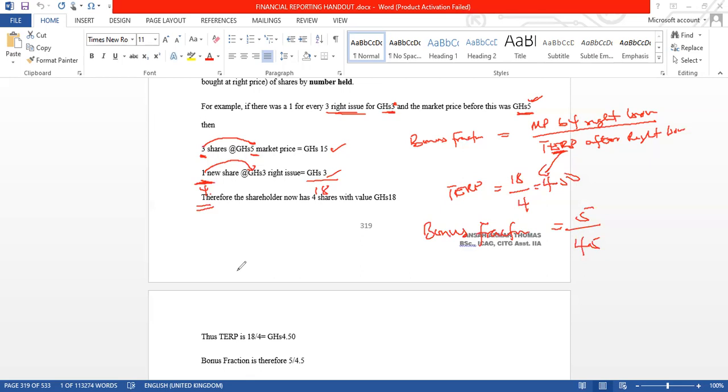You need to just go through the process letter by letter. Is that understood? All right. So thank you very much. So this is what we do concerning the bonus fraction. This is what we do to determine the bonus fraction. Let's move on.